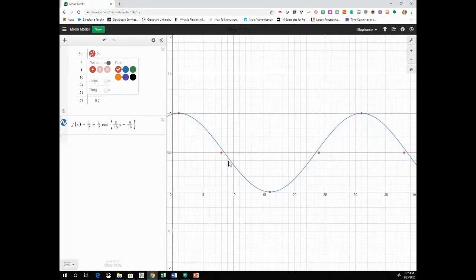So our ordered pairs that we're given are in red, and then the model is in blue. You can see that while it's not perfect, it does a pretty good job of fitting our model. It doesn't quite get the halfway points where 50% of the moon is illuminated. It's a little bit off, but it does make sure that it hits the maximum and minimum values. So it's pretty close for a model.